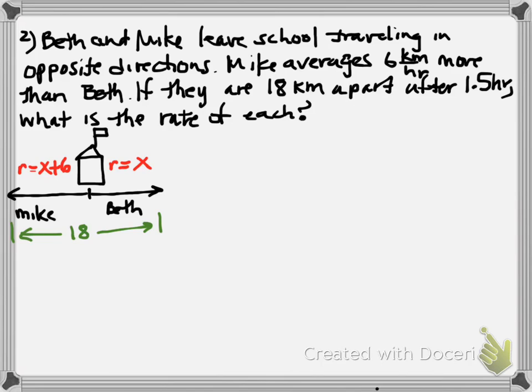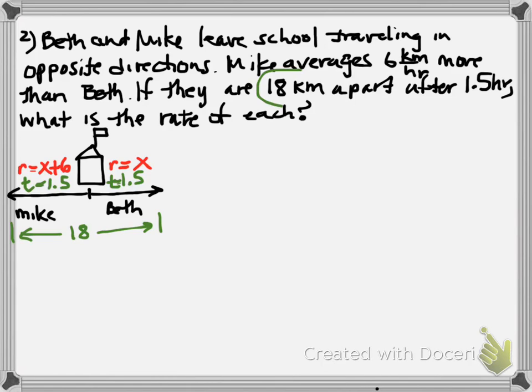Further on, it says they're 18 kilometers apart after 1.5 hours. Now remember, they left at exactly the same time. So both of them have the same time of 1.5 hours. Okay, so looking at that picture, does Mike's distance equal Beth's distance, or do their two distances add up to equal some distance number they gave in the problem?